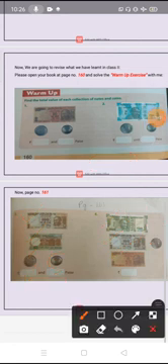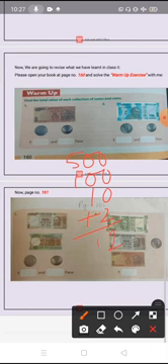Again 500, 100, 10 and 2. So now add and count. So 600, 612 rupees. In this way we will solve these sums.